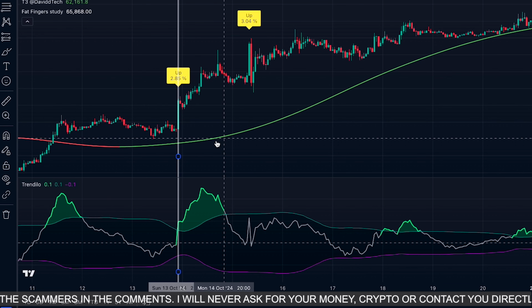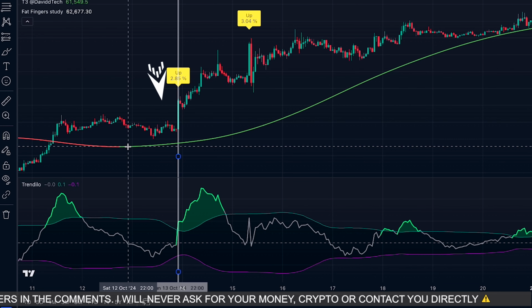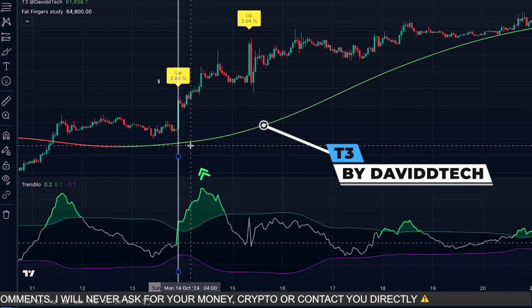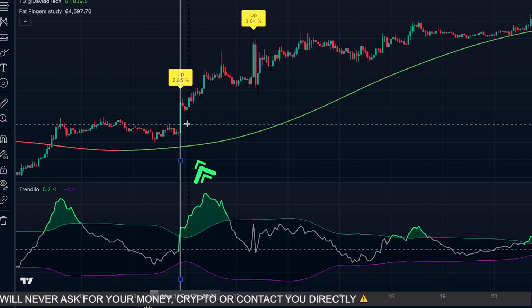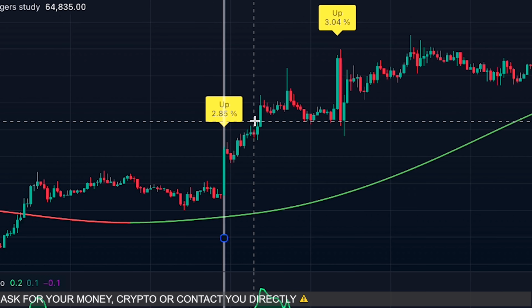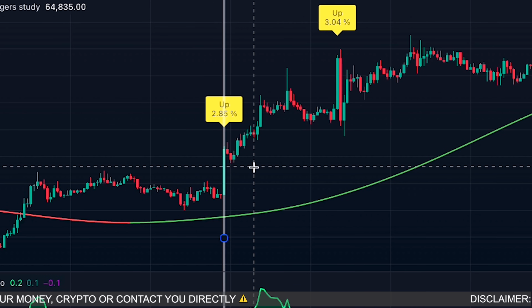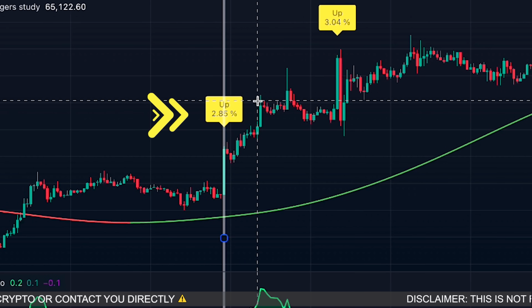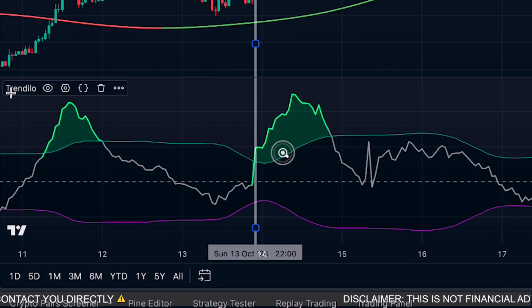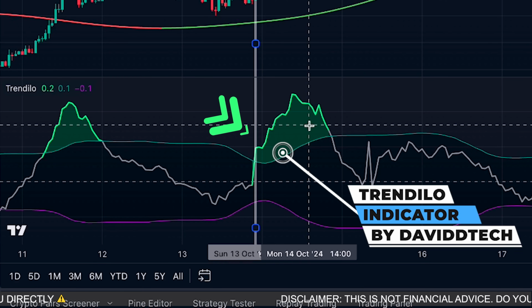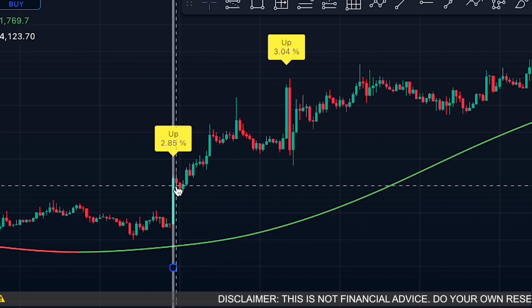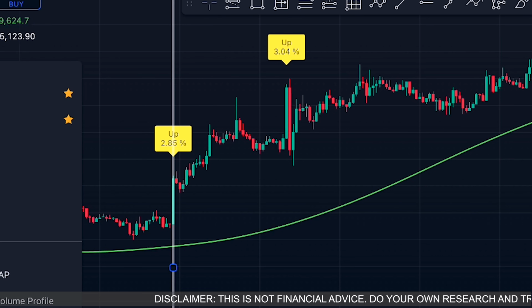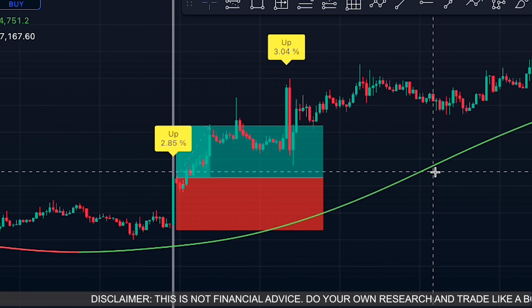So our entries would look a little bit like this. Price is above the T3 and the T3 is green. We have an alert from the Fat Fingers Study indicator telling us that there's a lot of movement in the market. And then we have our Trendo going green as well. As you can see, we have an absolutely brilliant entry just here, confirmed by all of the indicators.